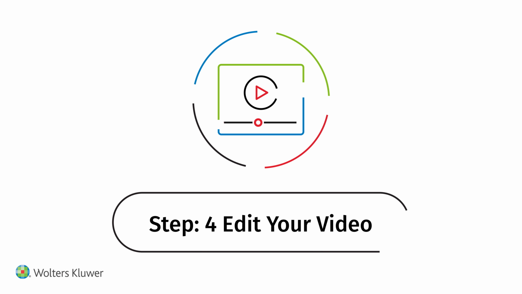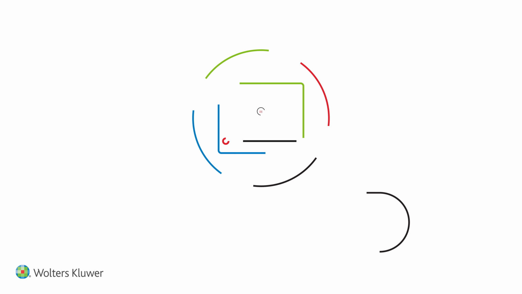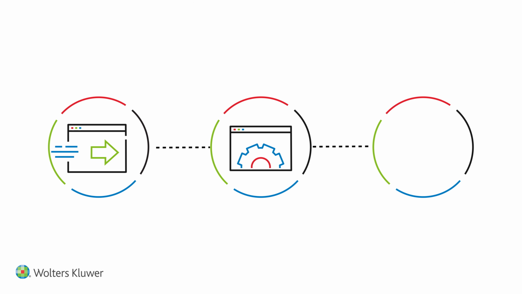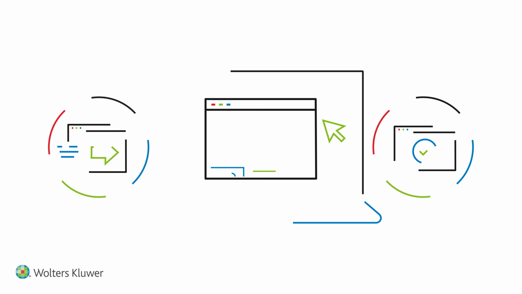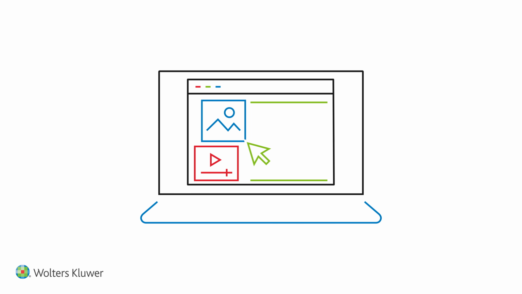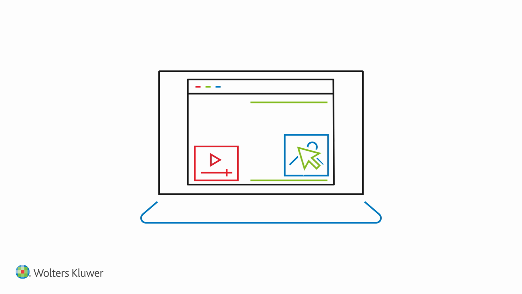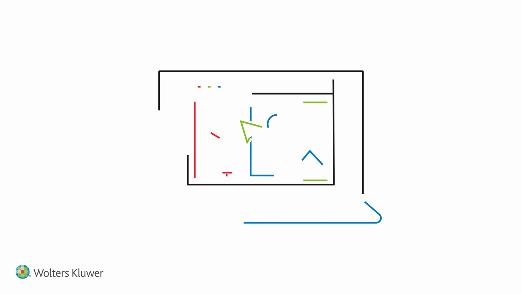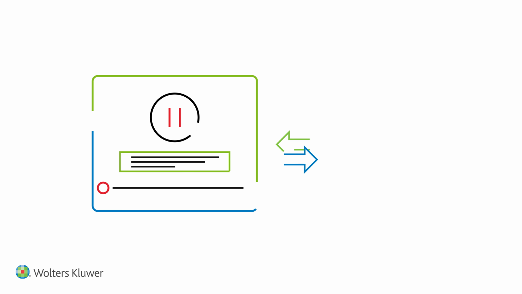Step 4. Edit your video. Once filming is complete, it's important to edit your video for clarity and engagement. Use free video editing software available online to enhance visuals and add graphics or animations that can illustrate your findings effectively. Don't forget to include captions and transcripts for accessibility.